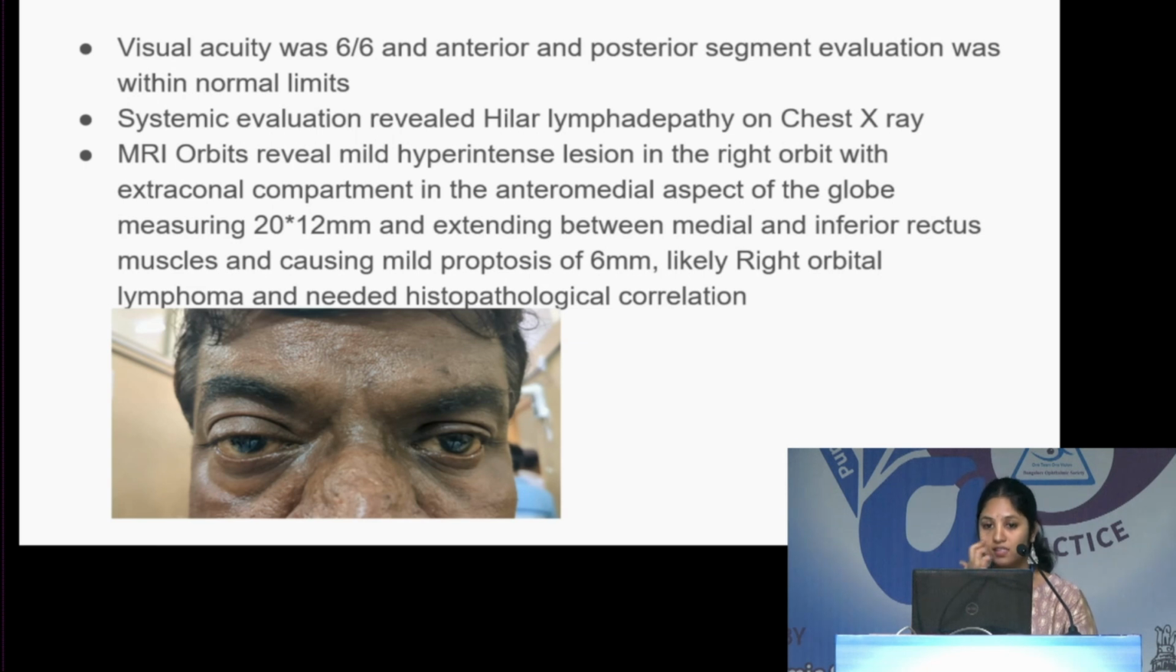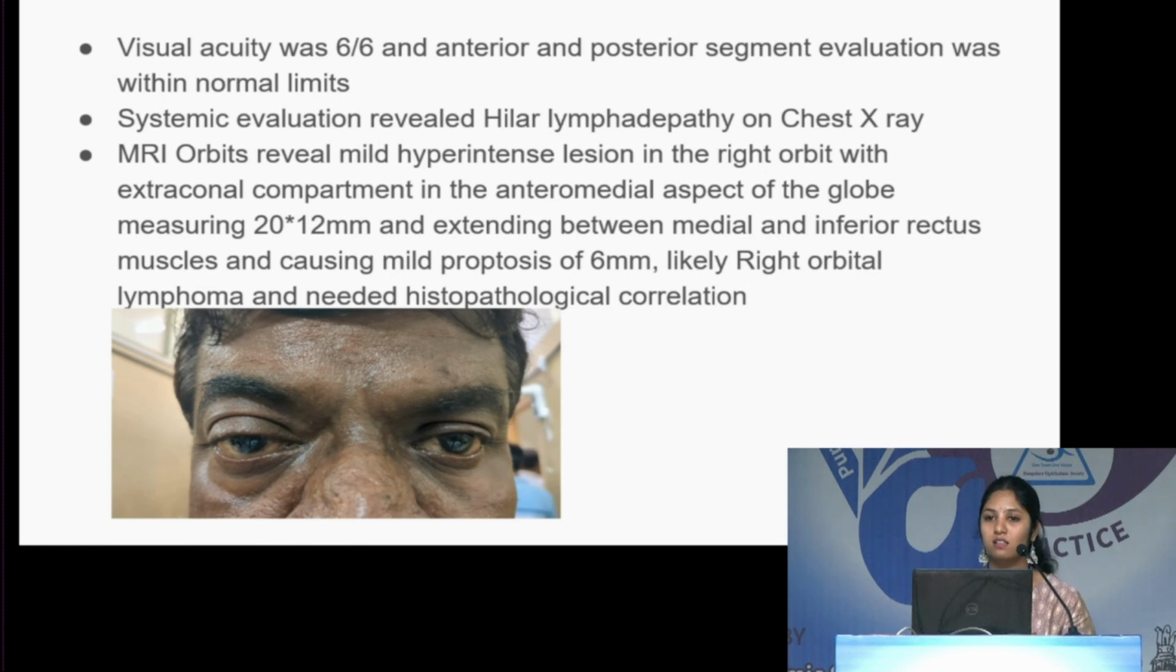Visual acuity was 6/6, and anterior and posterior segment evaluation was within normal limits. Systemic evaluation revealed hilar lymphadenopathy on chest X-ray, and blood investigations were within normal range. MRI orbits revealed a mild hyperintense lesion in the right orbit, extraconal compartment, in the anteromedial aspect of the globe, measuring 20 by 12 mm and extending between the medial and inferior rectus, causing mild proptosis of 6 mm.